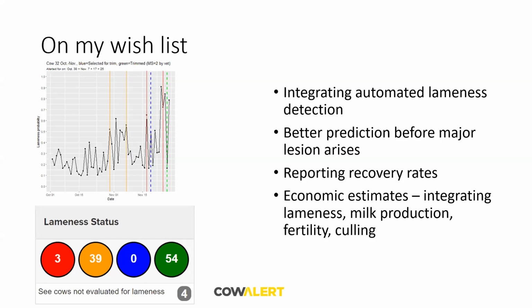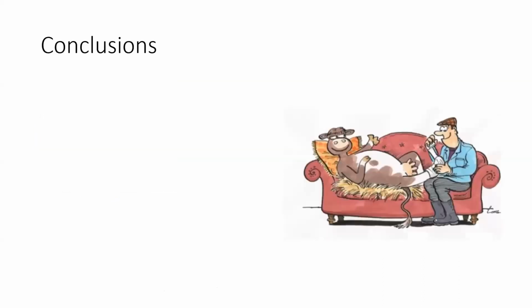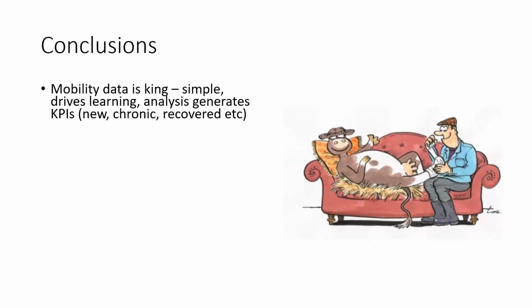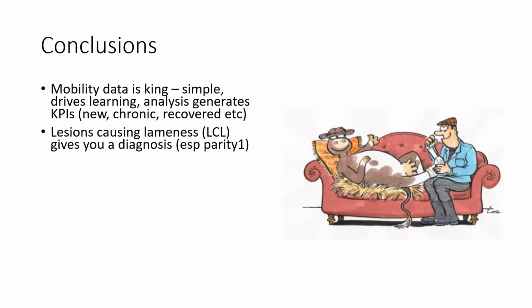What impact is that having on milk production, fertility, and culling? And it's through the integration of all this data that we'll be able to do some of these more sophisticated economic analyses. So just to finish up my bits, as I said right at the start, mobility data for me is king. It's a simple, high-level strategic KPI which drives a lot of learning and can generate some really fascinating extra KPIs. So the new lame, the chronics, the recovered cows are really fascinating to look at once we've got some good quality data coming in regularly.